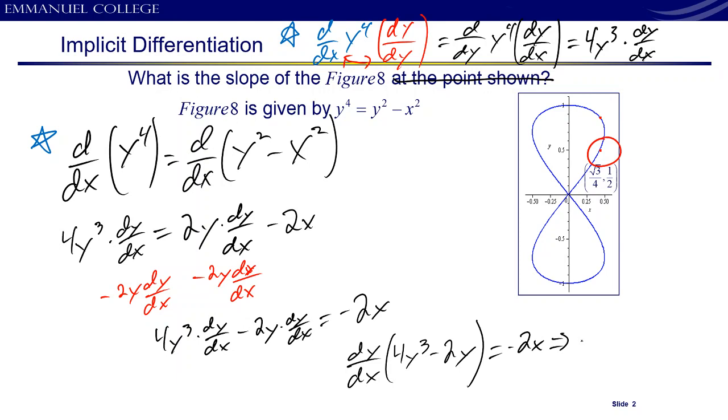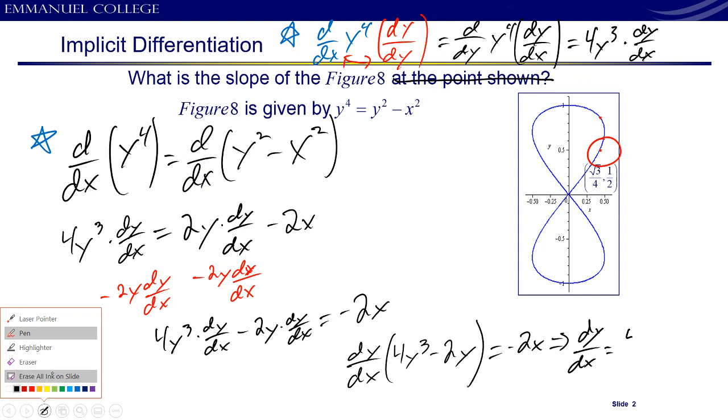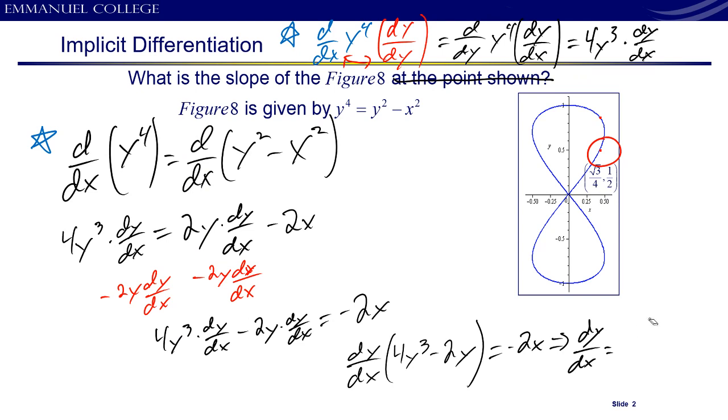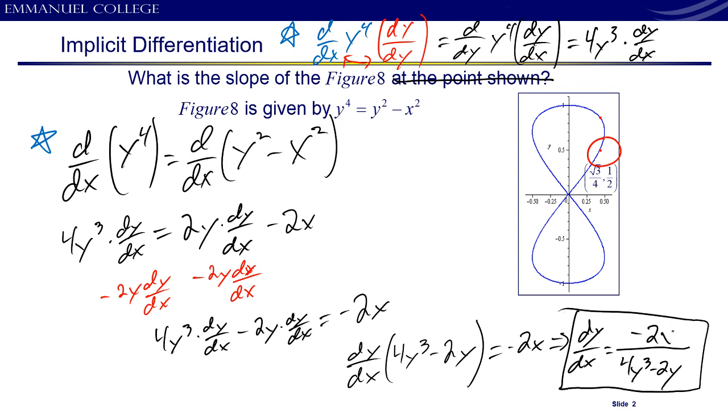Then you divide both sides by 4y cubed minus 2y, and you get that dy dx is equal to negative 2x divided by 4y cubed minus 2y. And that would be your final answer.